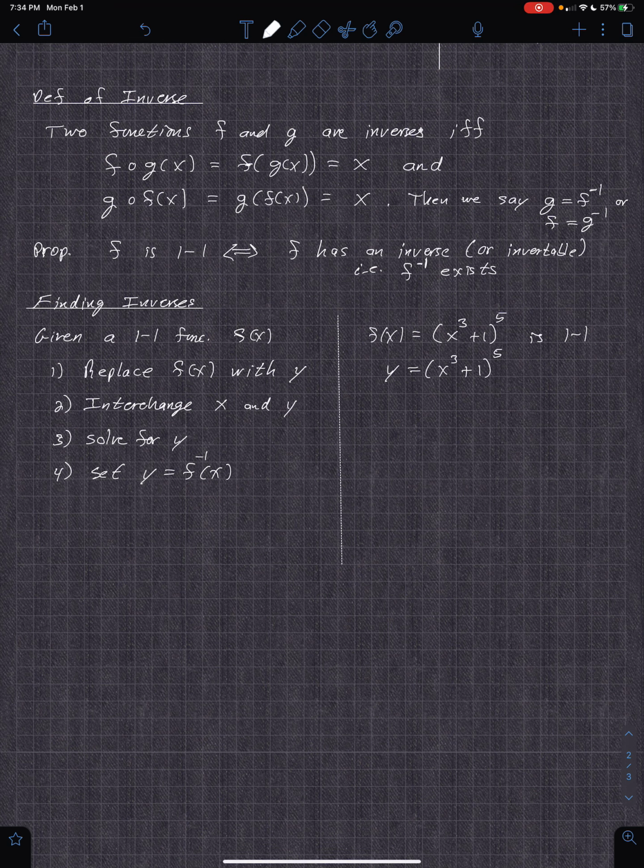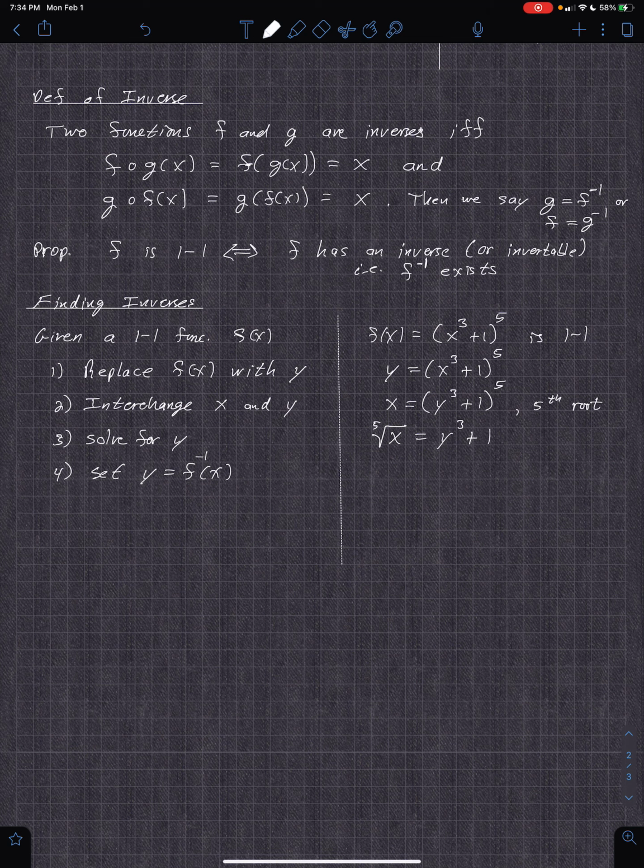Right. That's exactly what you do. You replace them. So x is equal to y cubed plus 1 to the fifth. Replace x with y, or swap them. Now solve for y. Okay, so you do the fifth root on both sides. So it's the fifth root of x equal to y cubed plus 1.